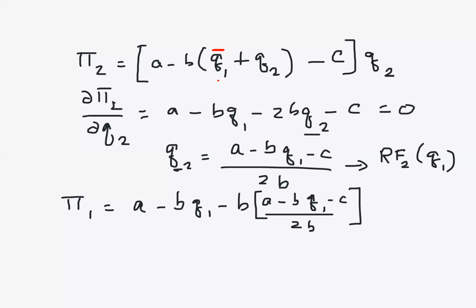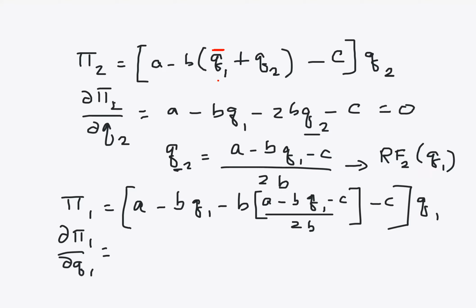So this is equal to Q2 from the reaction function, right? So A minus B times Q1 minus B times Q2, where instead of Q2 I have plugged in the reaction function, minus C, which is the cost, and then everything gets multiplied by Q1. So total revenue minus total cost. So this is the profit function of firm 1. So we can differentiate it with respect to Q1 now. That's the first order condition of profit maximization.